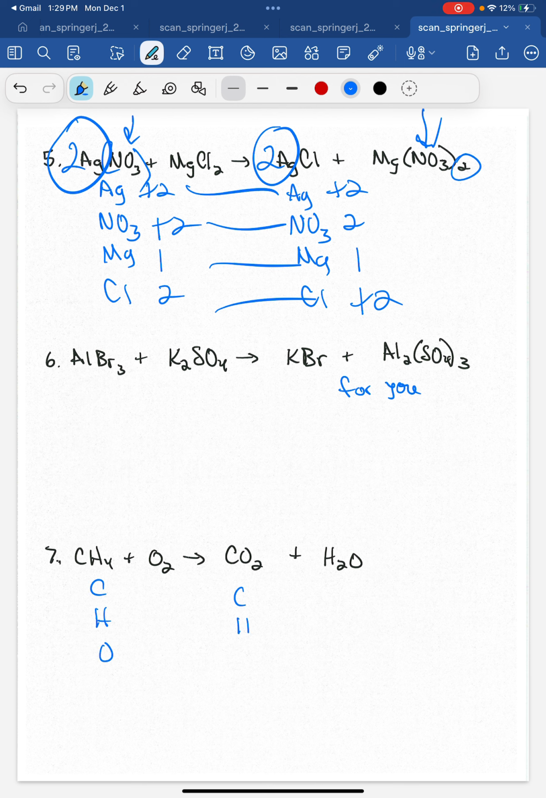C H O, C H O. 1, 4, 2, 1, 2, 3. Notice there's 2 O's plus 1 more O to get 3. So I'm feeling like I need to get the H's in bounds, so I'll put a 2 here to make that a 4. Now, what does that do to the O's? We still got 2 there, and now we've got 2 here, so now that went from 3 to 4.